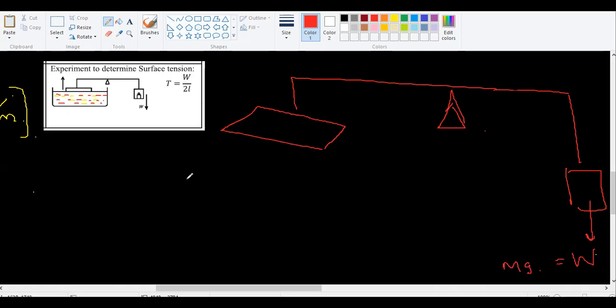So based on the earlier formula, surface tension is equal to force per unit length, 2L. So I can take W divided by 2L. If the distances are not equal, then you have to use the moments principle: this into this should be equal to this into this. But I think the textbook assumes they are equal, so both the lengths cancel out. So when you see some numerical problem, you have to keep that in mind.